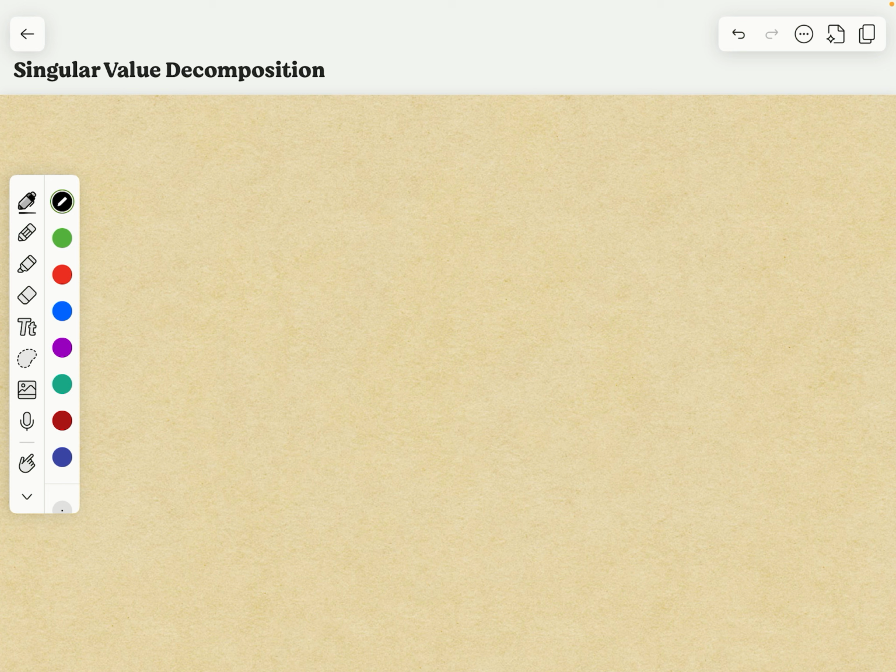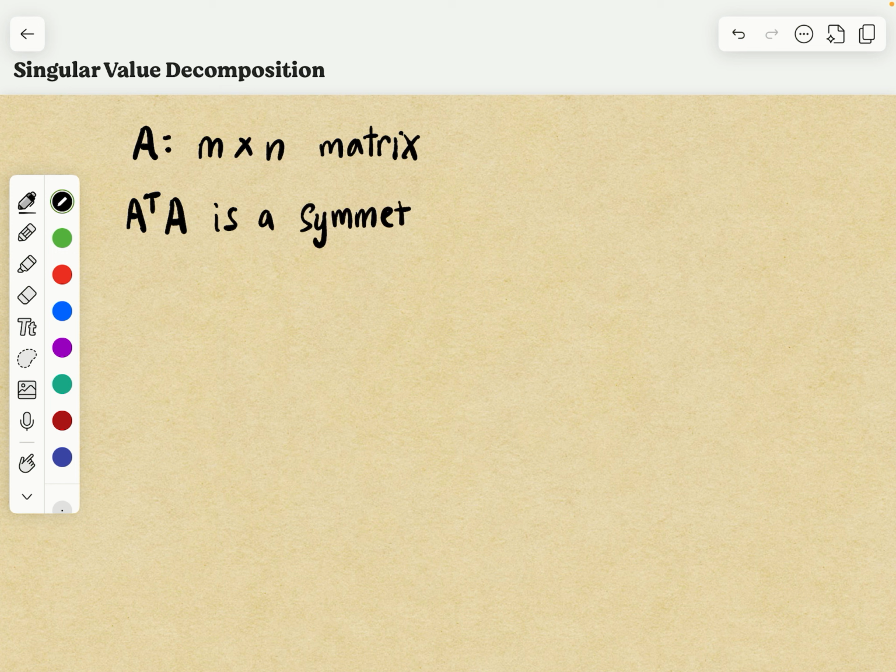But first I have to say what singular values are. So let's say that A is any m by n matrix. A doesn't have to be a square matrix, it's just any matrix. Then we know that we can get a symmetric matrix from it by taking A transpose A. Right? This is a symmetric n by n matrix.